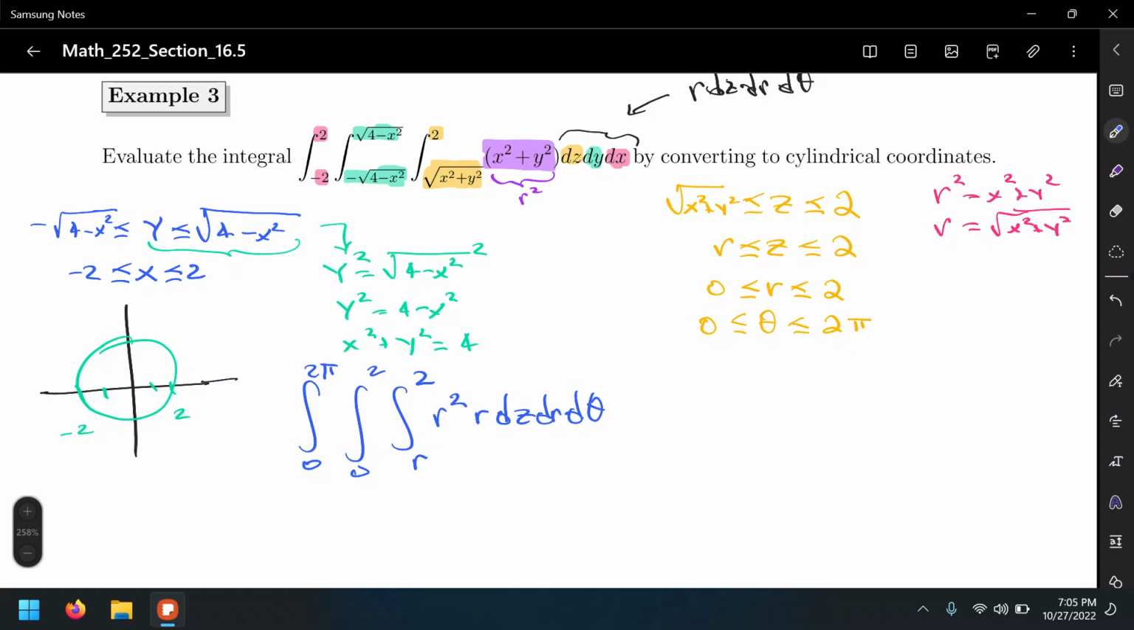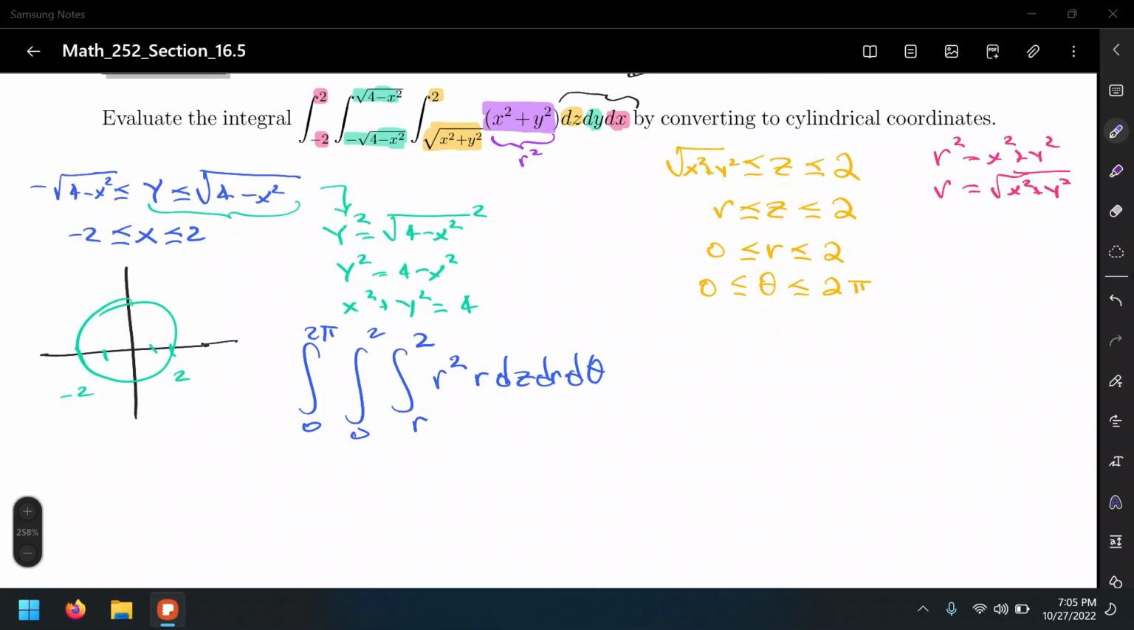So let's evaluate this integral. The setup took a little while, but in the end, look at the integral that we're going to evaluate. Instead of trying to evaluate another integral that we otherwise can't evaluate, this is a lot simpler to do. So this becomes the integral from 0 to 2 pi, the integral from 0 to 2, the integral from r to 2, of r cubed dz dr d theta.